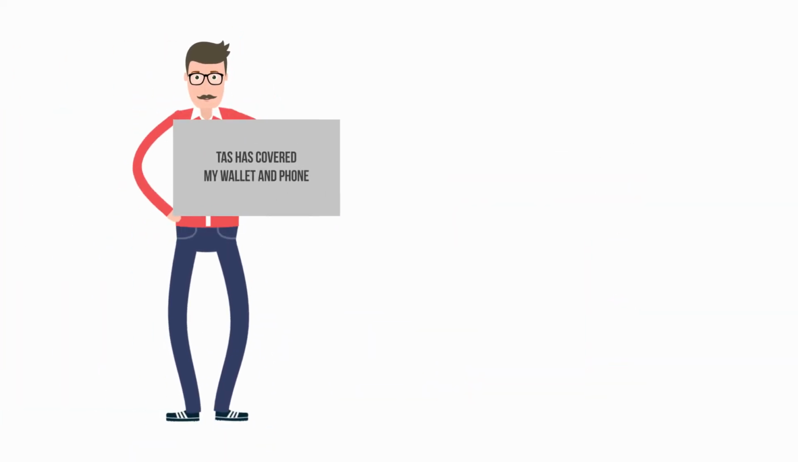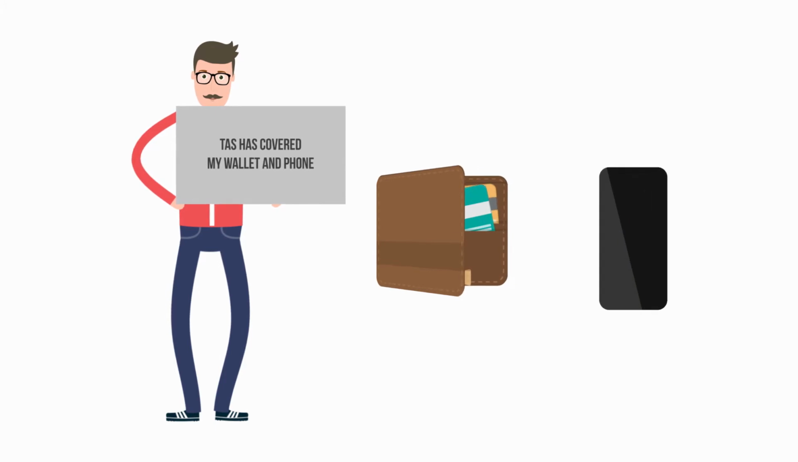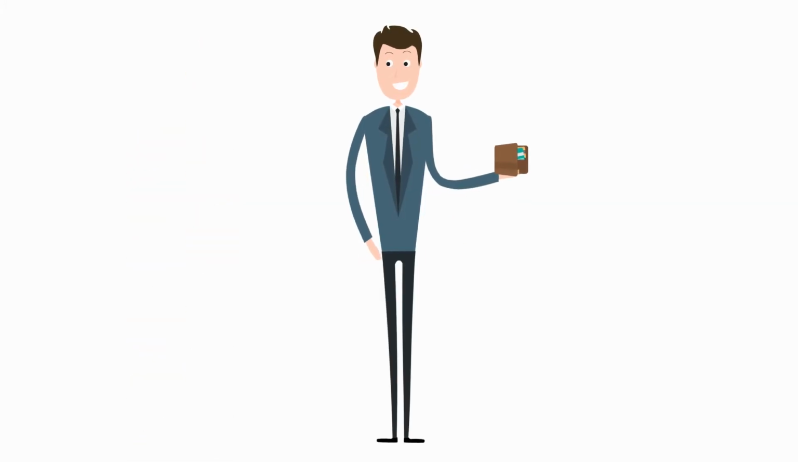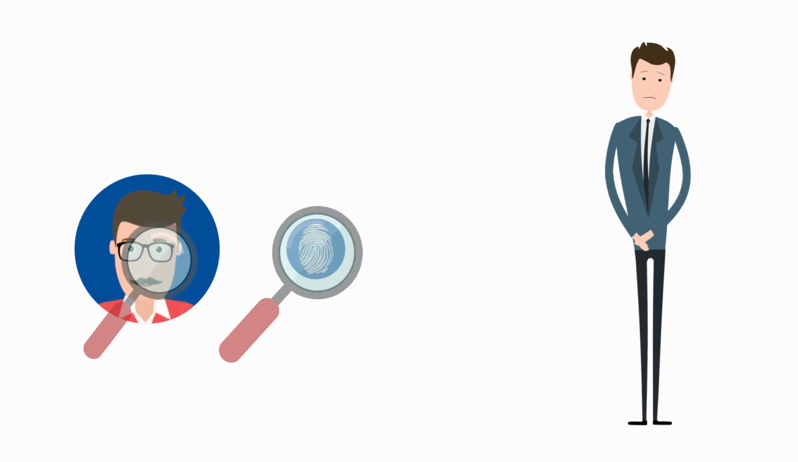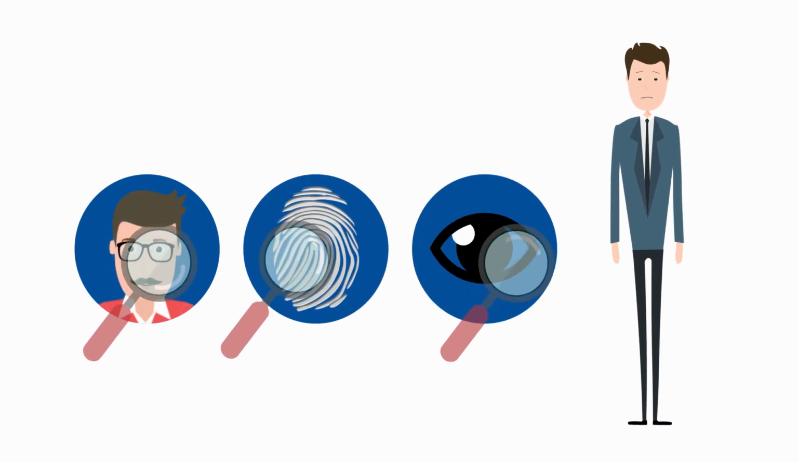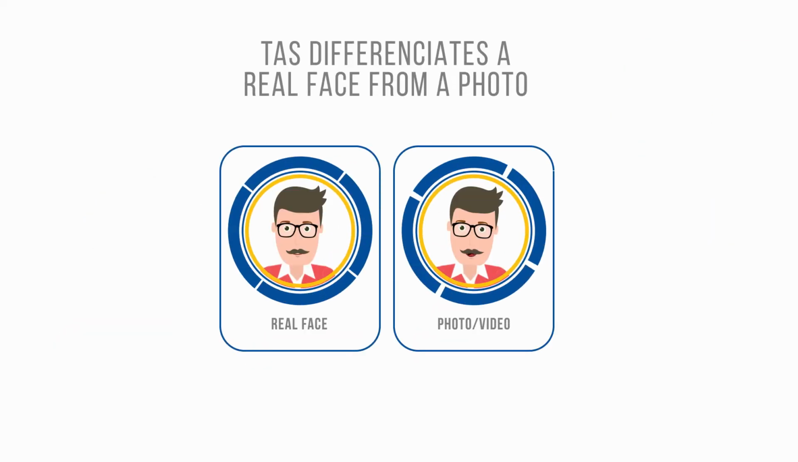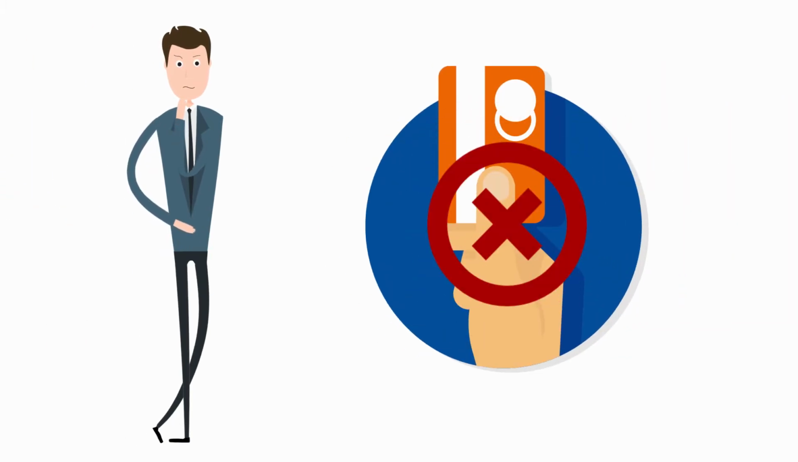TAS also has Tom covered when he loses his wallet and phone to Mr. Robber. Let's say that Mr. Robber is lucky enough to get Tom's wallet and his smartphone. Mr. Robber cannot identify himself as Tom to TAS when he uses Tom's photo ID or Tom's video from his smartphone. Bremarsk's TAS can differentiate a real face from a photo or a video. In the end, Mr. Robber cannot pay for the goods using Tom's card.